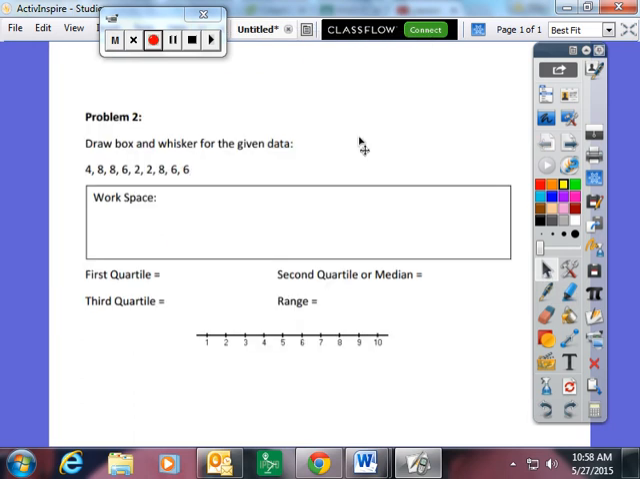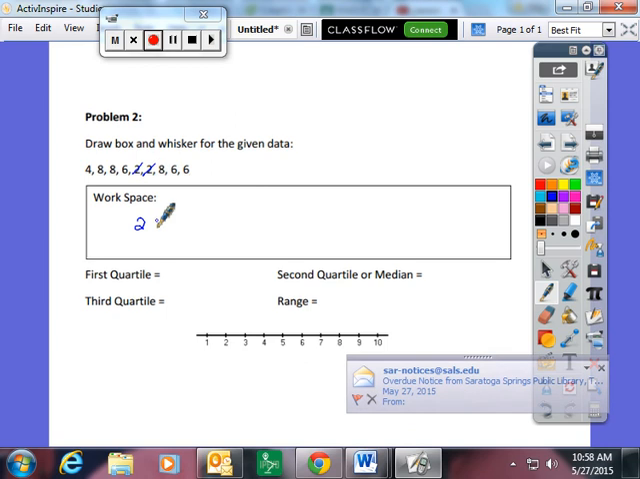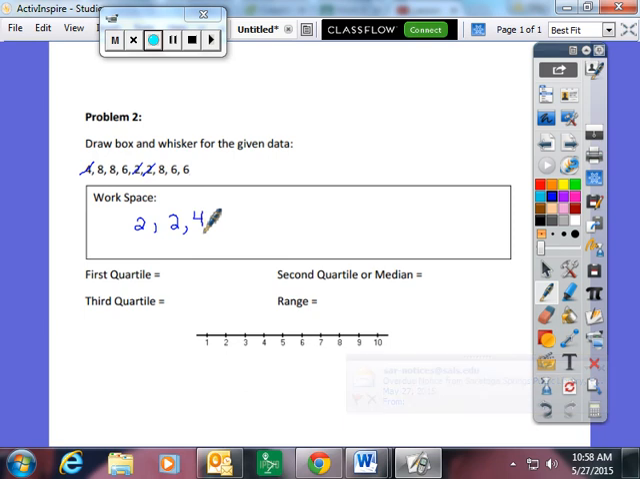Problem 2. Okay, this one's going to be a little different. I wonder if you can catch on from the first one. First step again is to order the data from least to greatest. Okay? Now I'm going to change my pen color. After I've ordered it from least to greatest, now I'm going to go left, right, until I find the middle or the median. This set of data is different because you had an odd number of numbers.